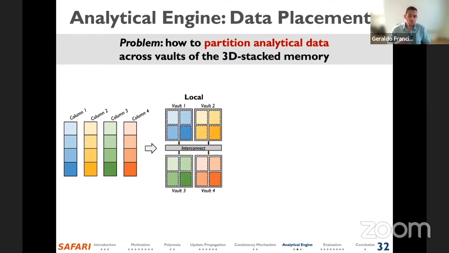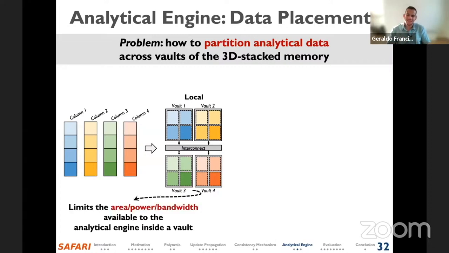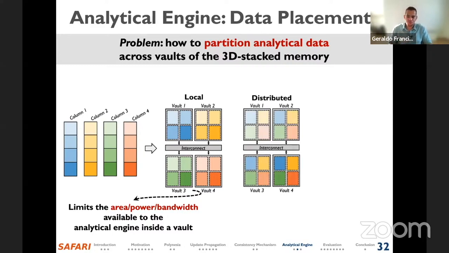The first approach is to locally partition each column, to place each column in a single vault. Thus, a column is going to be entirely contained in a single vault. However, since each vault has a fixed area and power budget and contributes a fraction of the total memory bandwidth of the 3D stacked memory, this approach limits the area, power, and bandwidth available to the analytical engine inside a single vault. Second, we can distribute all of the columns across all of the vaults. However, this approach can lead to inter-vault communication, which increases the memory access latency and reduces memory bandwidth.